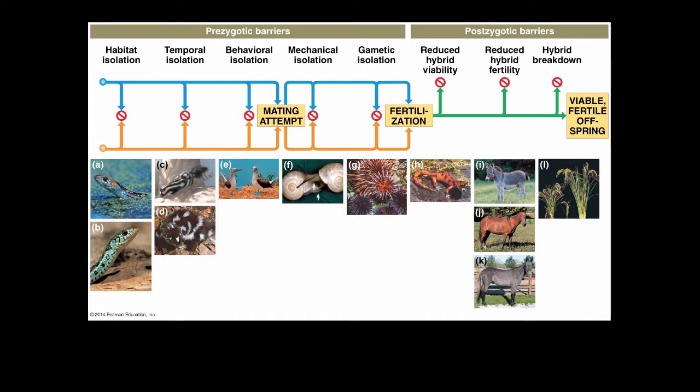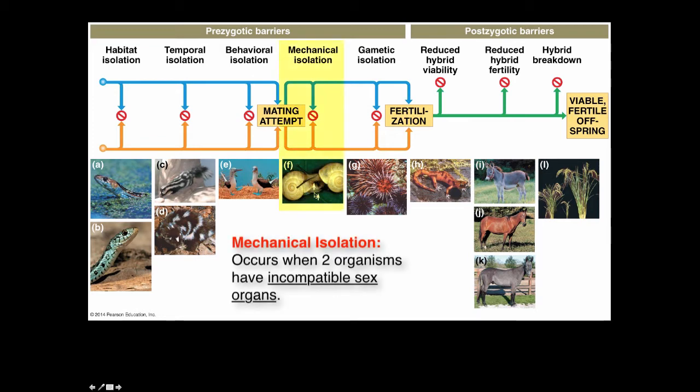If those fail, there are still two pre-zygotic barriers that prevent fertilization, and one of them is called mechanical isolation. Mechanical isolation is often incompatibility of genitals, or in the case of these snails, incompatibility of the genital openings.